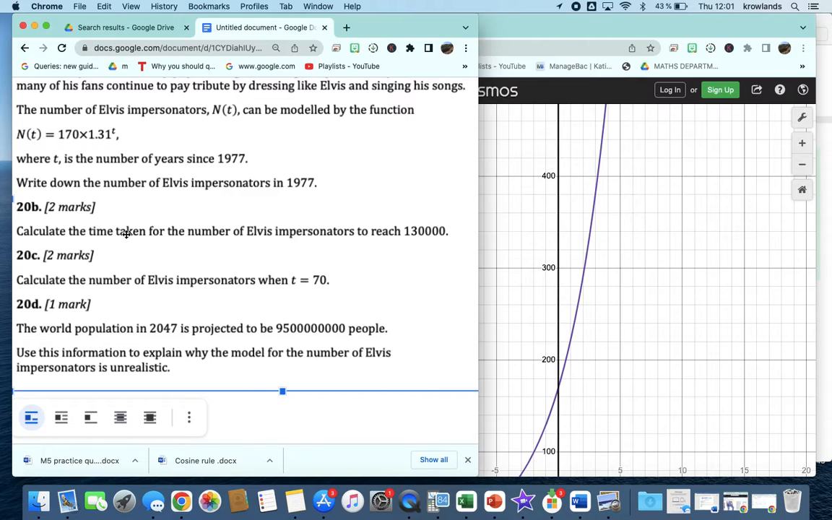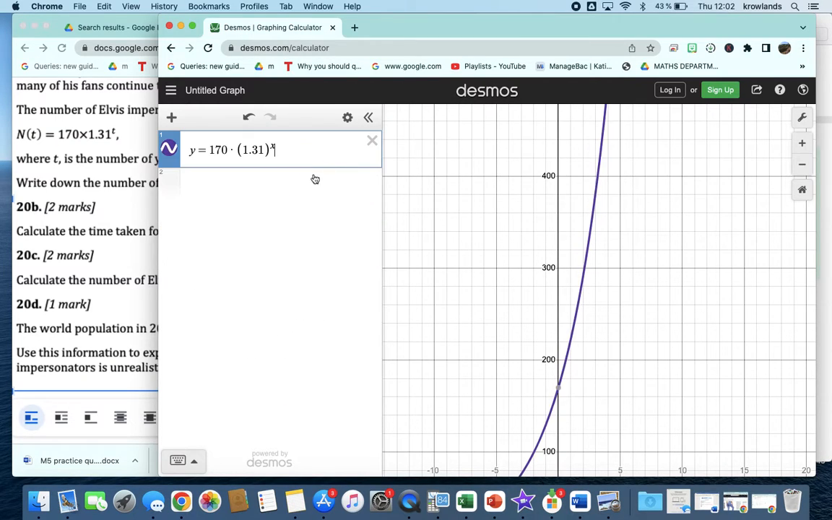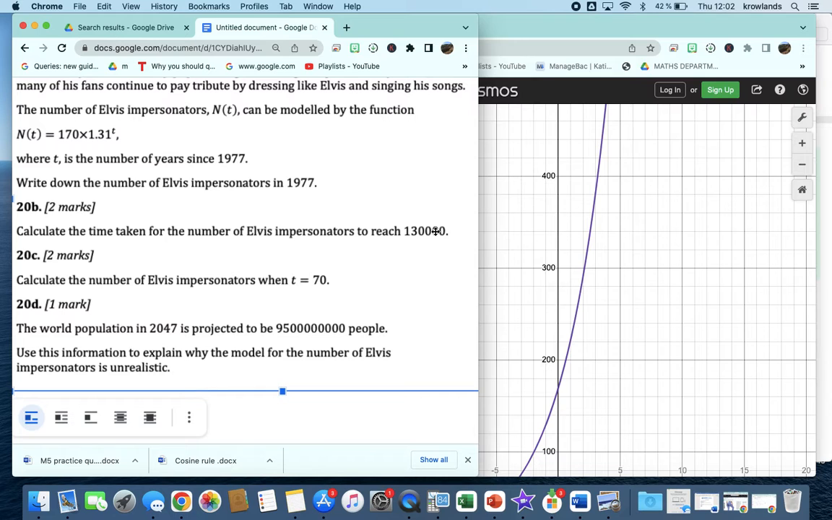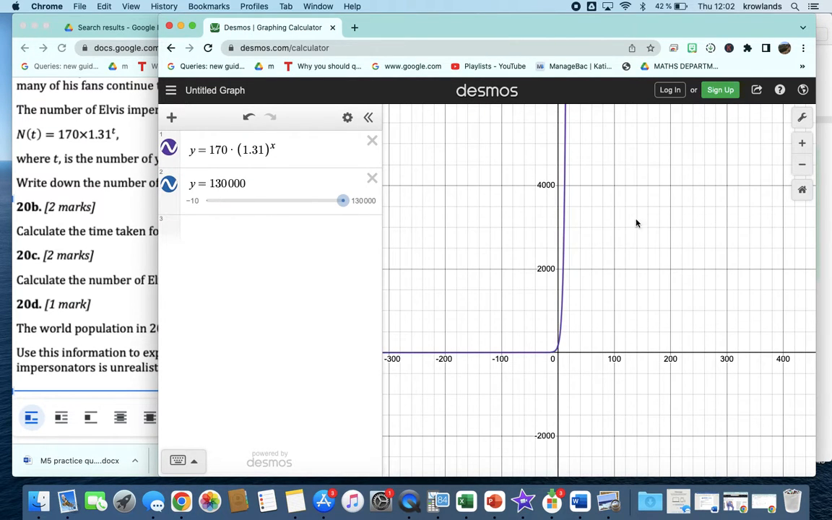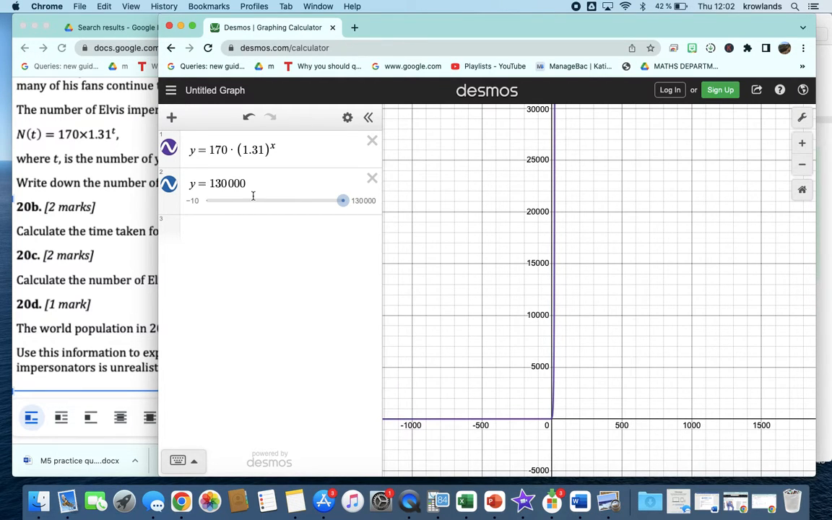So for part B, calculate the time taken for the number of Elvis impersonators to reach 130 with the 3 zeros at the end. So what you would do is you say, is this on the x or the y-axis? This is going to be on the y-axis. So we are going to type this number in, check it is correct. We have got 4 zeros. This also says 4 zeros. We're going to zoom out and we're going to see when this happens.